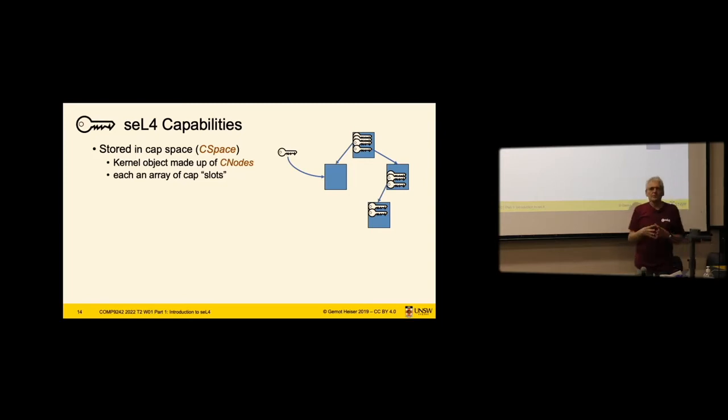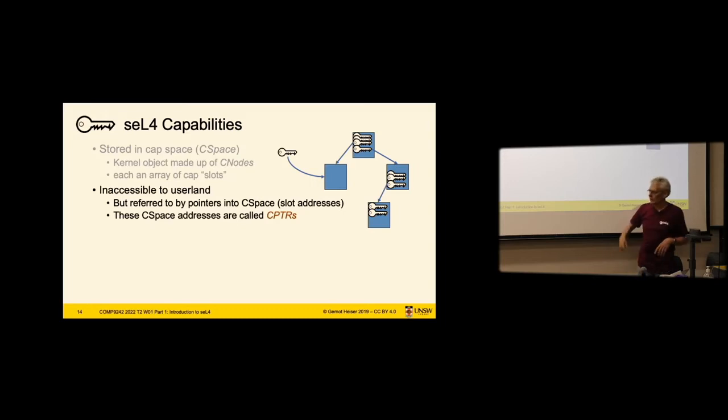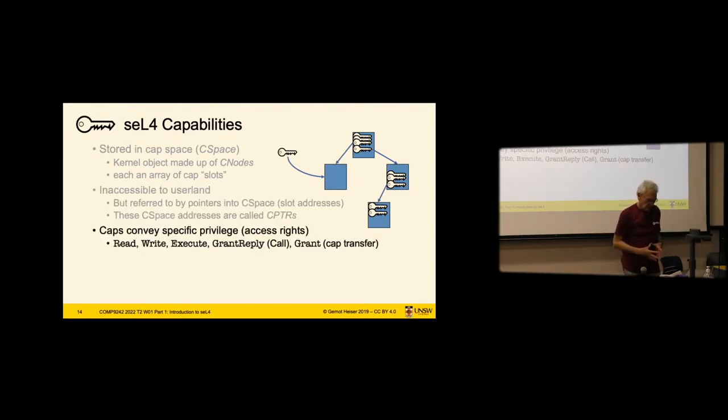And the capability space is basically a tree. It's a data structure containing C nodes, and C nodes are basically arrays of capability slots. So a C node is like a file descriptor table, an array of slots in which you can put capabilities, and they can be linked up. And the user can only have a reference to one of these C space slots, not direct access to capabilities. And they are linked by what's called C pointers.